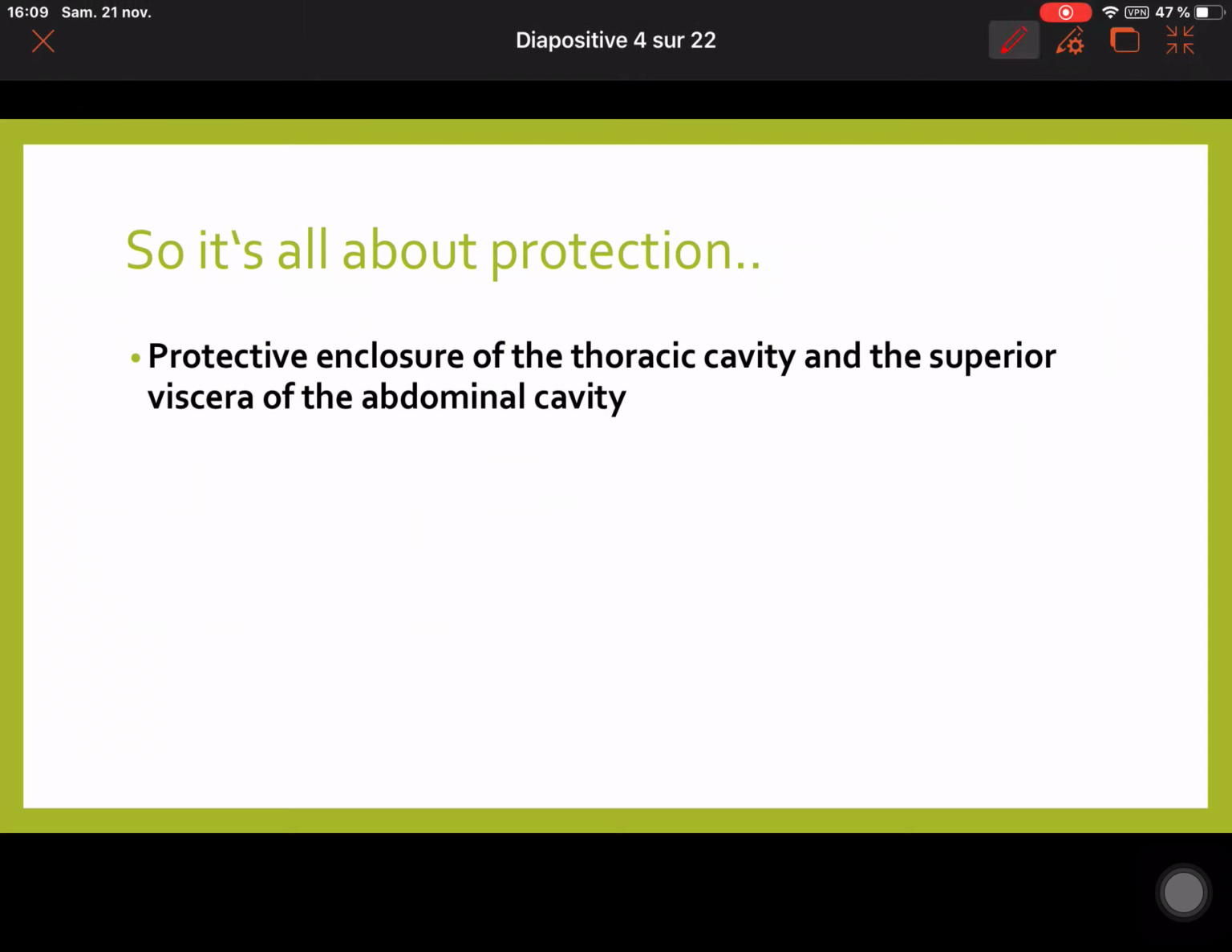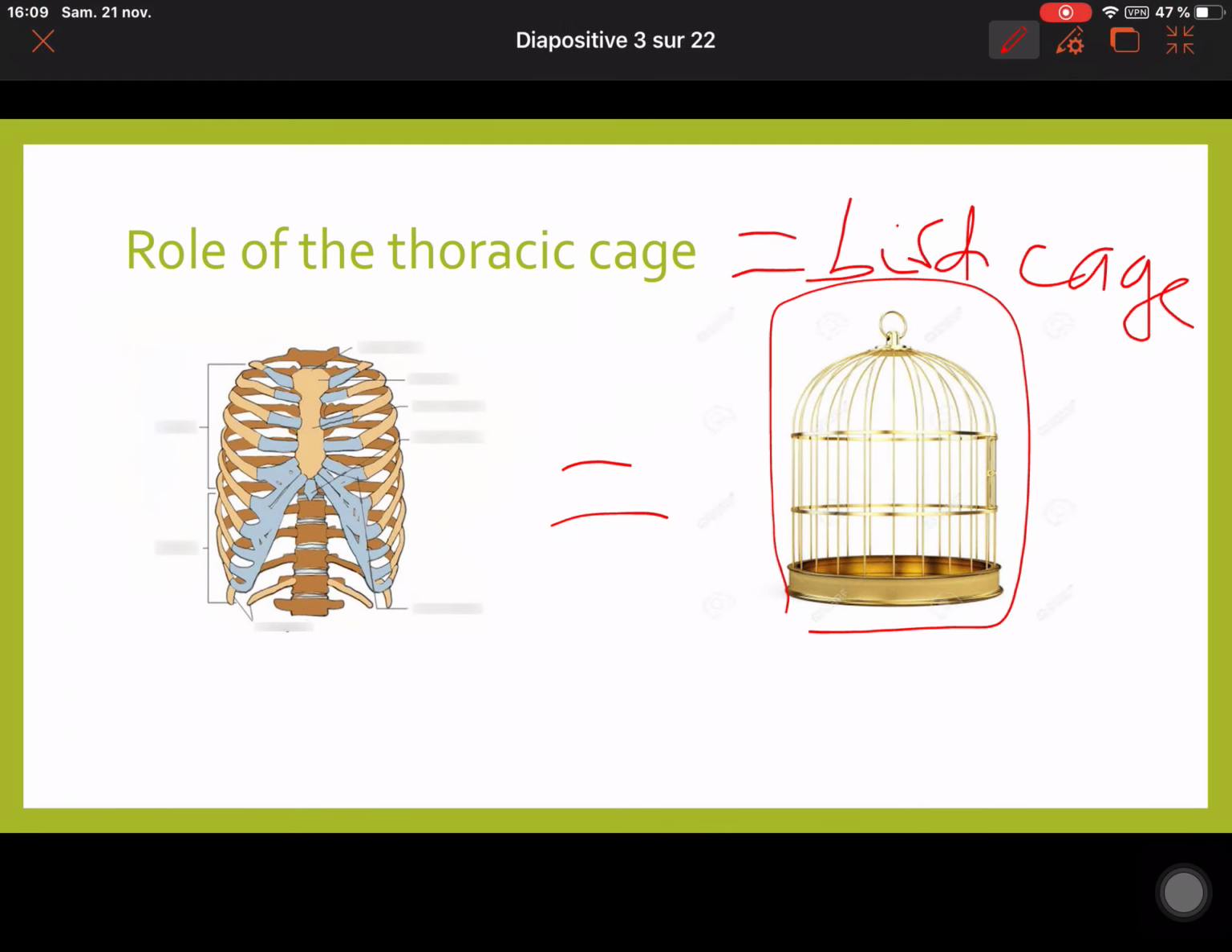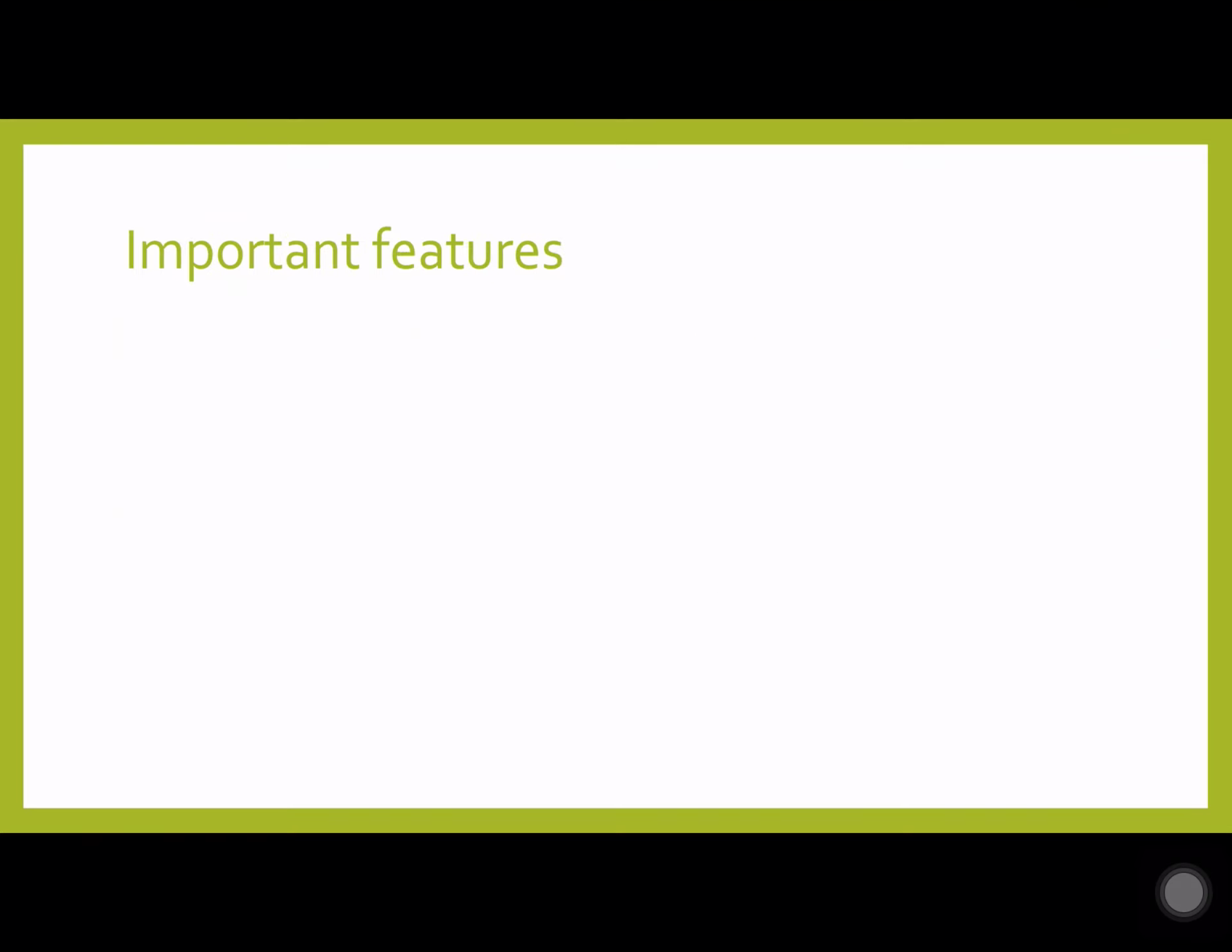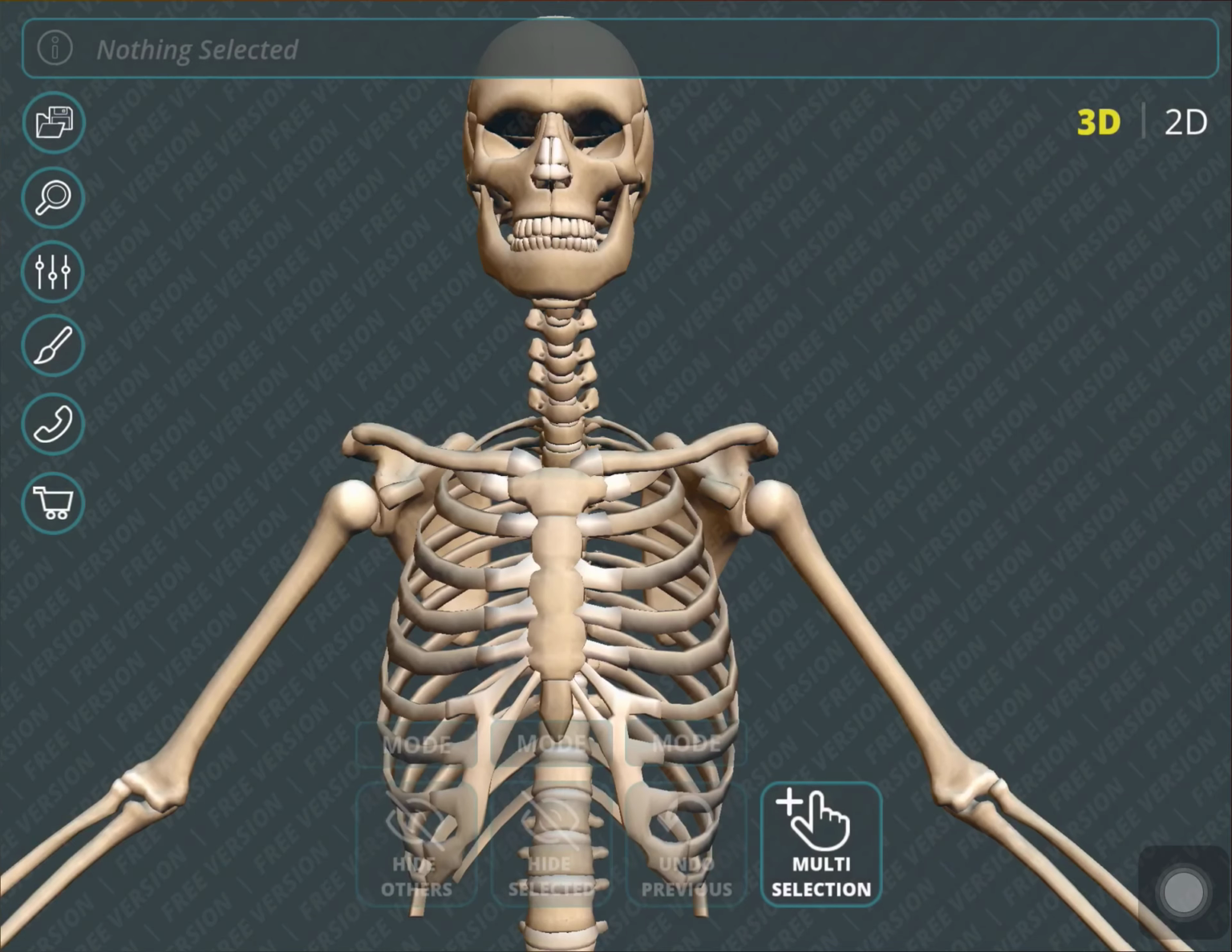So the thoracic cage is a protective enclosure of the thoracic cavity and the superior viscera of the abdominal cavity. Thoracic cavity means the heart and the two lungs. They are enclosed by the thoracic cage, and also the superior viscera of the abdominal cavity. For example, we have the diaphragm. Diaphragm is the superior wall of the abdominal cavity, located here. This is the diaphragm, it is located here, okay. So now let's move to see some important features and borders in this model here.